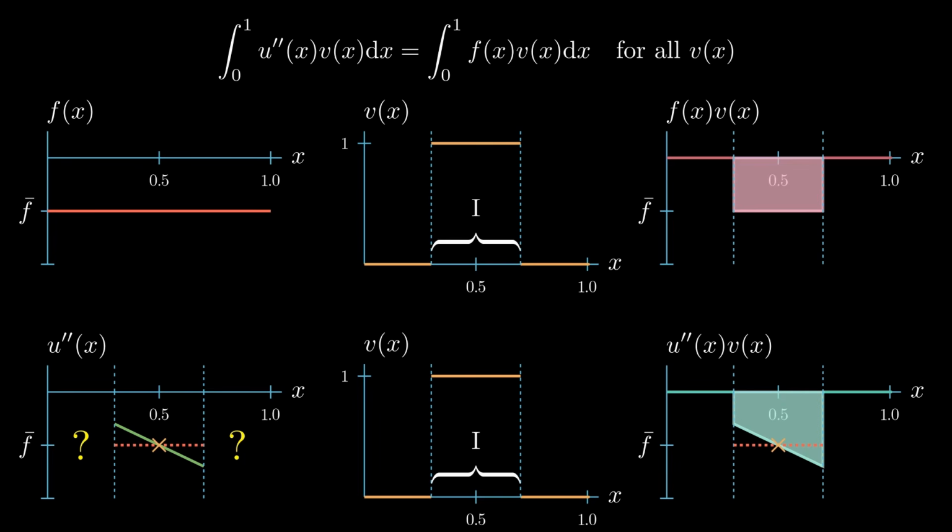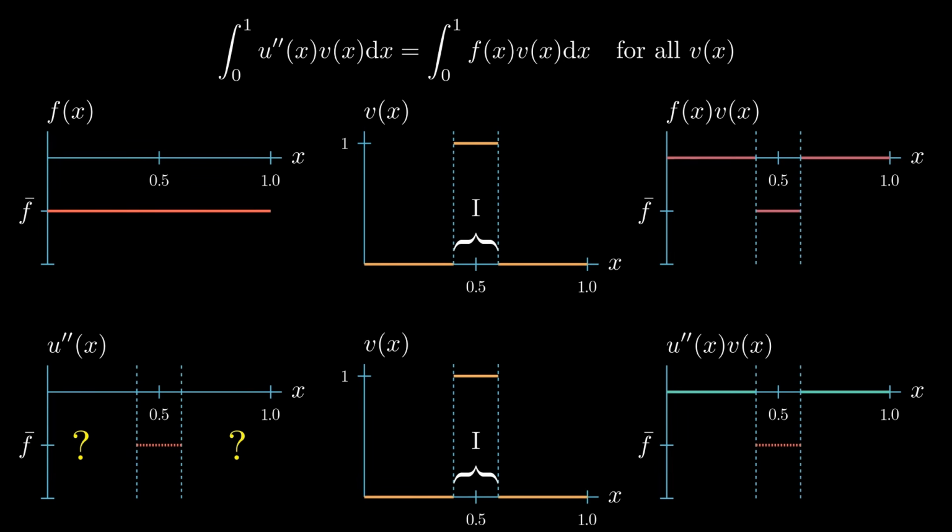We have chosen the test function v such that we know that u double prime takes the value f bar somewhere in the interval I. We just don't know where exactly. But let me remind you once more. The weak formulation must hold true for any test function. Therefore, we can decrease the interval I over which our test function is chosen to be equal to 1. By doing so, we narrowed down the interval in which we know that u double prime is equal to f bar.